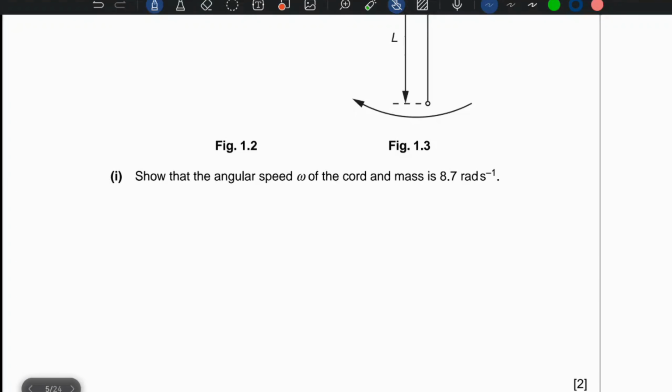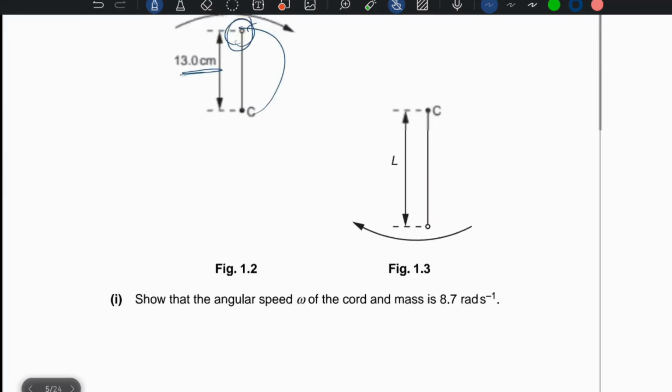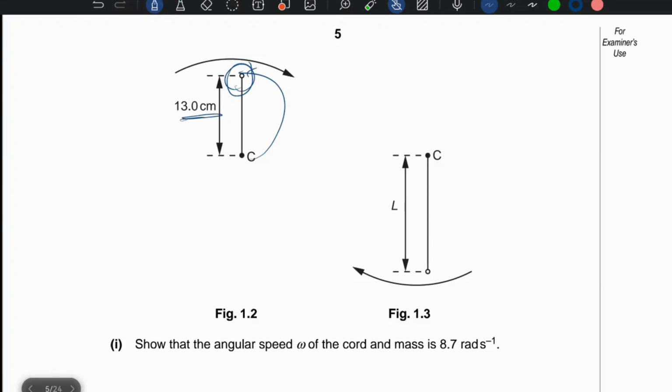First question. Show that the angular speed omega of the cord and mass is 8.7 radian per second. So, if we look at this figure 1.2, we can see that the only thing we have here would be our weight. Now, if your question is why is there no tension? Because this 13 cm is unextended. It is the original length. So when you are in the original length, nothing is extended. Of course, there wouldn't be any tension, right? So that is why there is no tension for this particular figure.